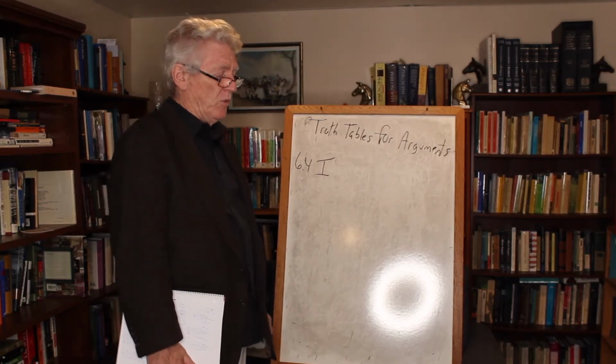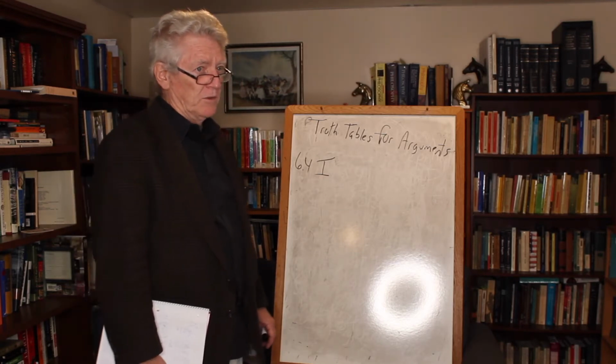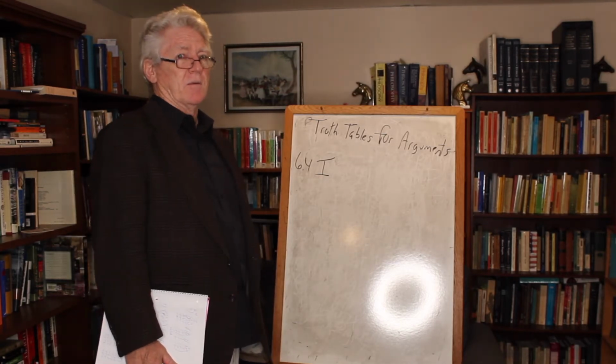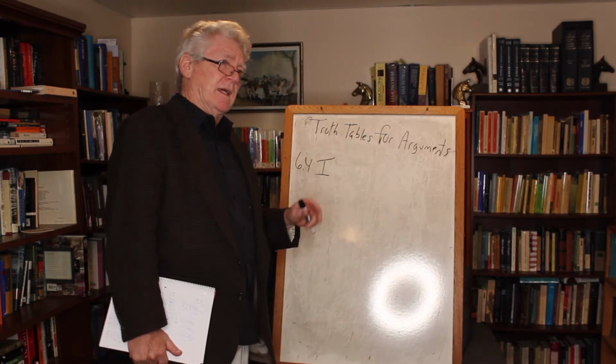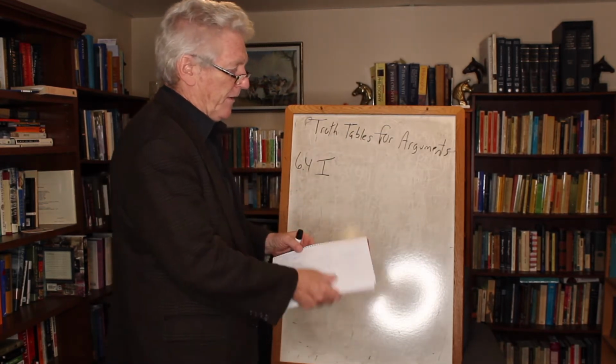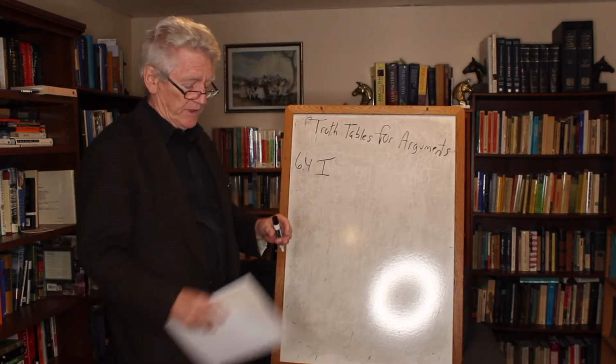We're going to try 6.4 Roman numeral 1 and 2. I have a total of 6 problems that I want to go over. The first are what we might call word problems, and the second are just in symbolic form. But you have to put both in symbolic form to test them in a truth table.